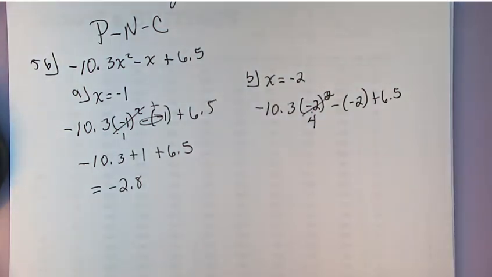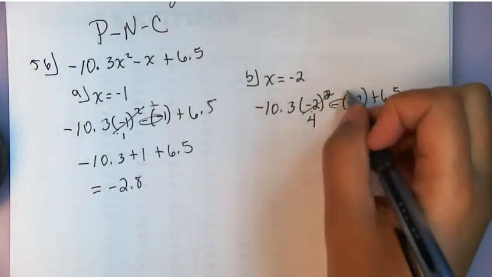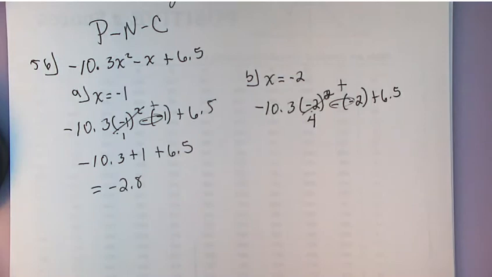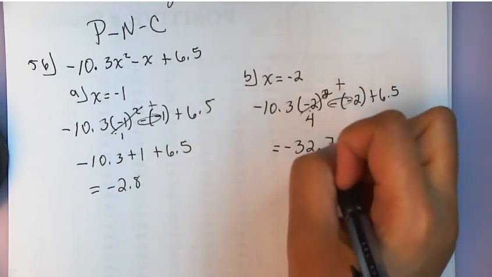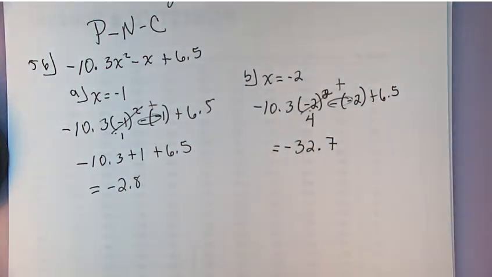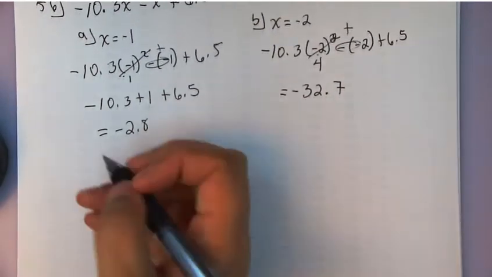So I'm going to type it in my handy dandy calculator. Negative 10.3 times 4. These two negatives make a what? Positive. So that's plus 2 plus 6.5. And we end up with a negative 32.7. So that is how we plug it and we evaluate a polynomial. Now let's talk about graphing a polynomial.